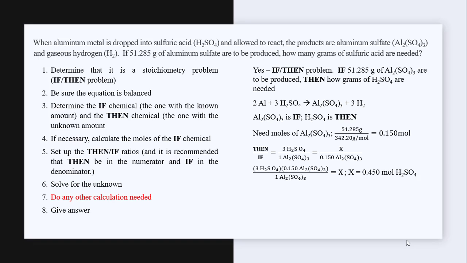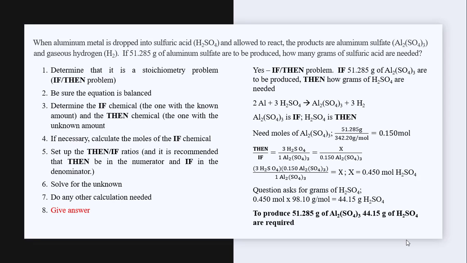Do any other calculation needed? The question asks for grams of sulfuric acid. Right now we just know the moles. But moles times molar mass equals grams, so we plug those values into the equation. And so now we can give the definitive answer. To produce 51.285 grams of aluminum sulfate, you will require 44.15 grams of sulfuric acid.